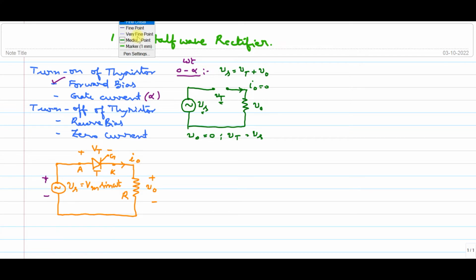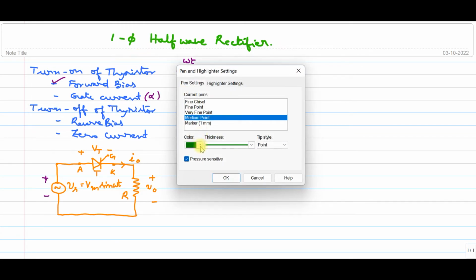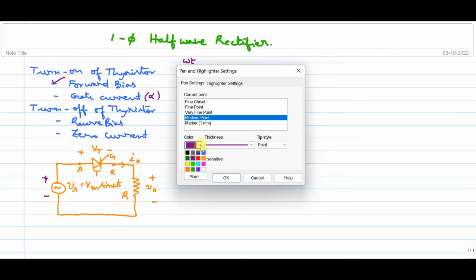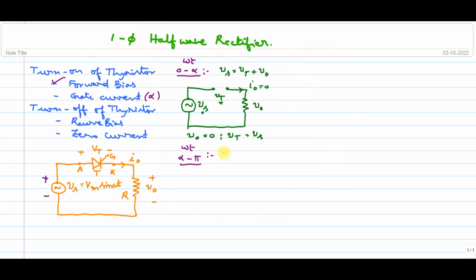Next, coming to negative half cycle, even the positive half cycle is not completed, so let us complete that part. If omega t is equal to alpha to pi, what will happen? Here an interesting thing will happen, because alpha is the point at which we are providing the gate current. So it is obviously turned on. If it is turned on, the circuit will be like this.